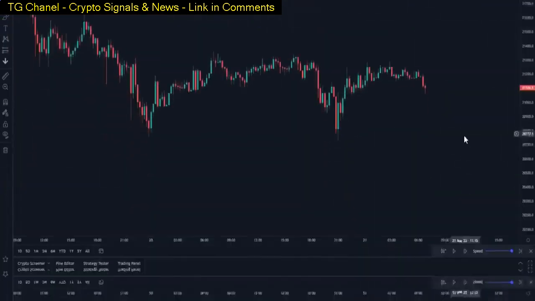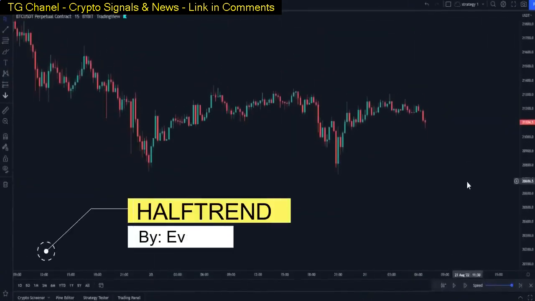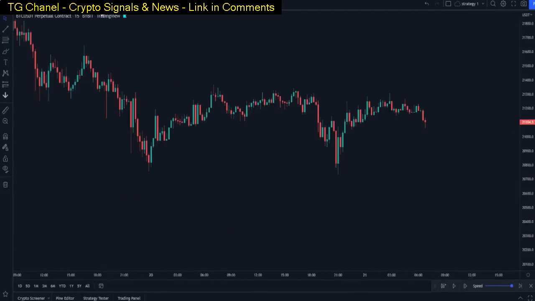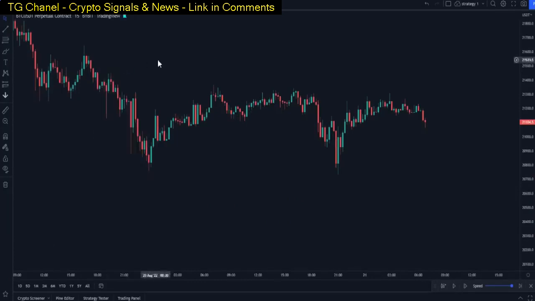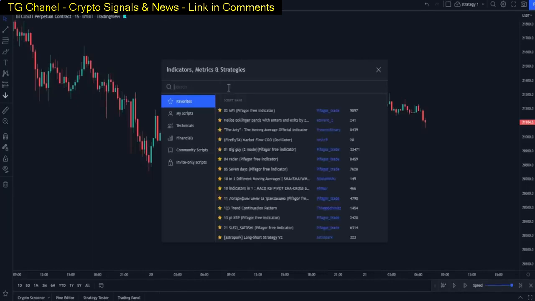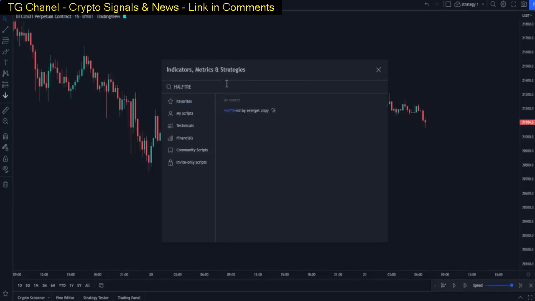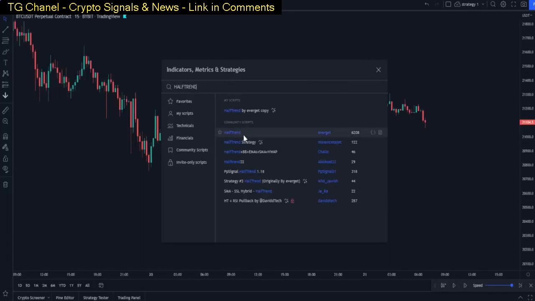The last indicator in this video is the half trend indicator, which is one of the best buying and selling indicators on TradingView. This indicator works well on several frames, from a 5-minute to a 4-hour or more, but to get the best results, it is recommended to use it on a 15-minute or 1-hour frame. To apply this indicator, we open the indicators box and type half trend, and choose this indicator, which was created by Everget.